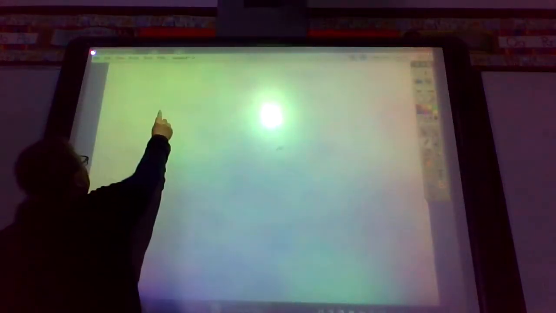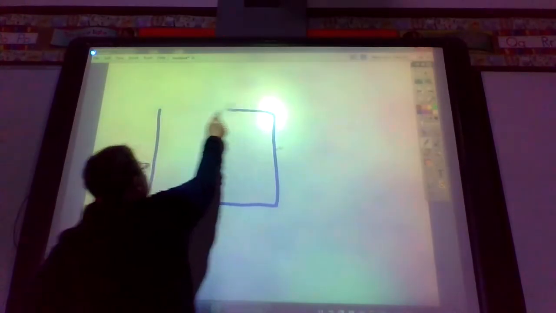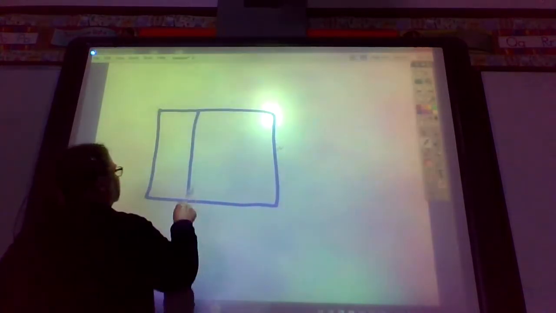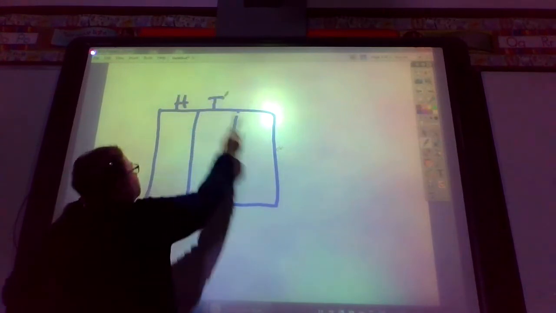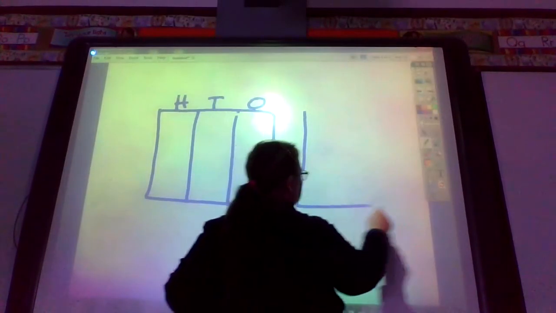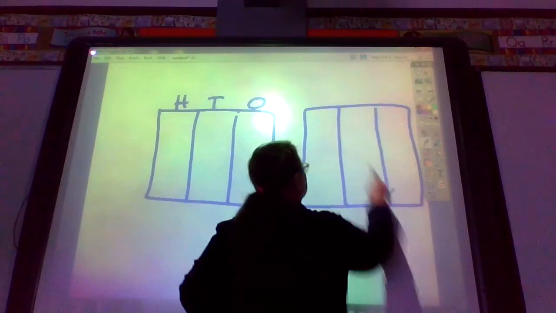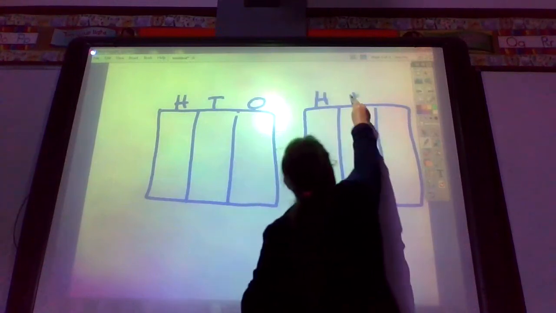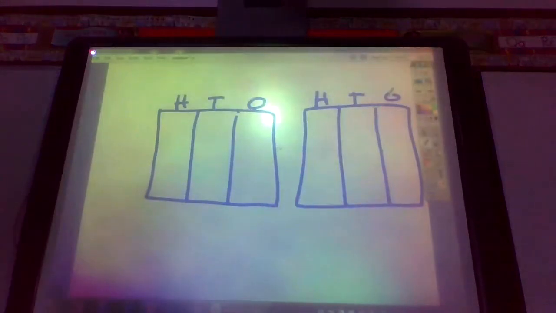So, here's my chart. Okay? Hundreds, tens, and ones. And here's my chart that's on the other side. Okay? Hundreds, tens, ones. So you should have 2 charts drawn just like that next to those numbers. Okay.